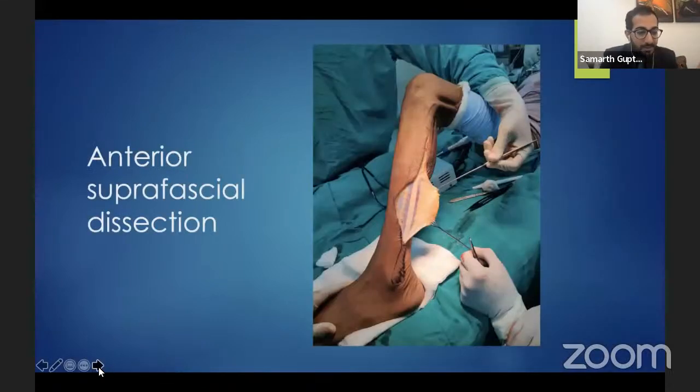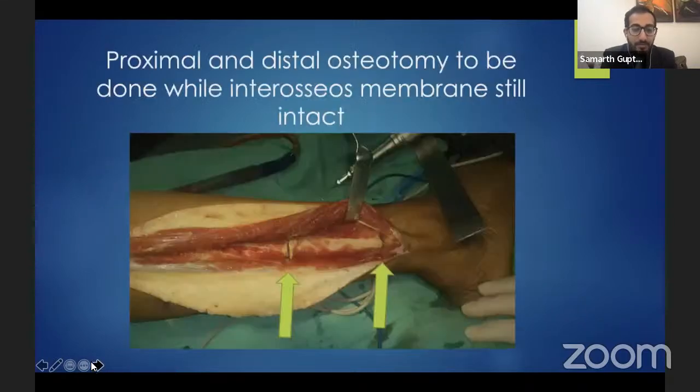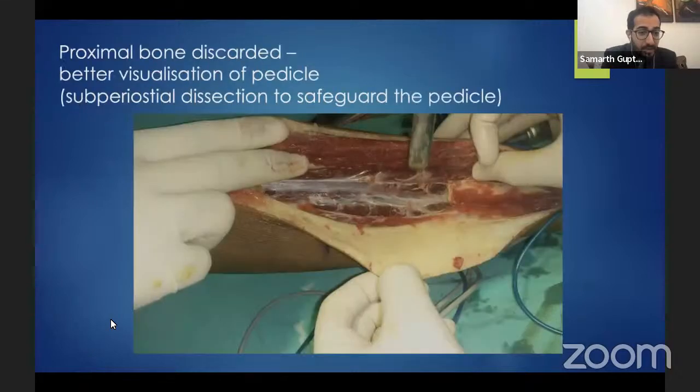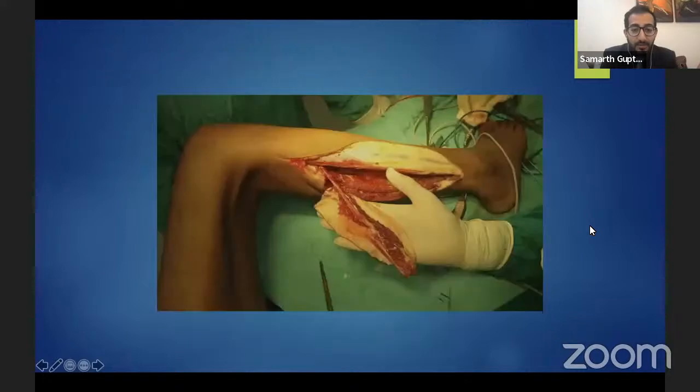So I won't go into the detail of dissection because that will make this talk very complicated. But as you can see in this figure, the skin has been elevated in a superficial manner, and along with the skin, we will be taking out part of the bone. We'll be discarding the upper end and the lower end. We do preserve a little bit of the lower end to stabilize the ankle and the upper end to prevent damage to the nerve.